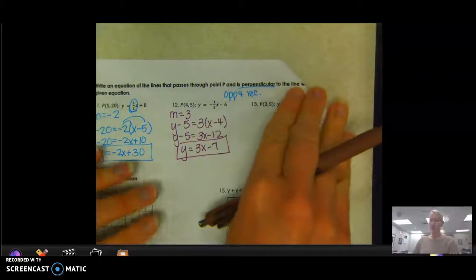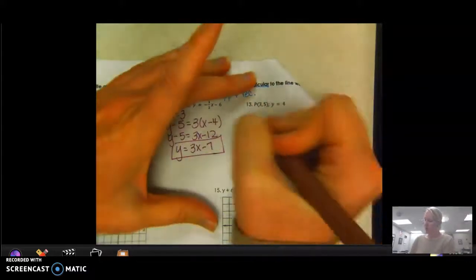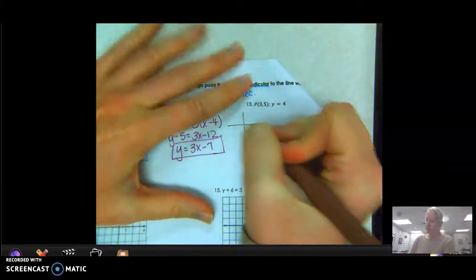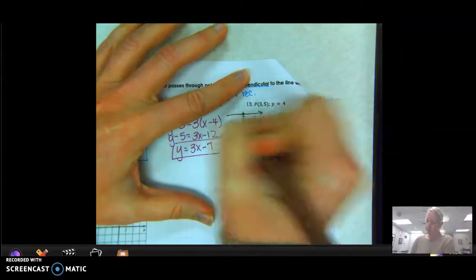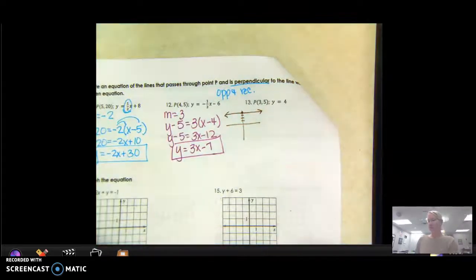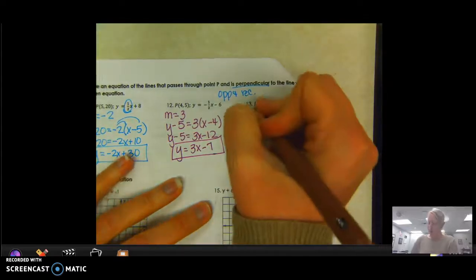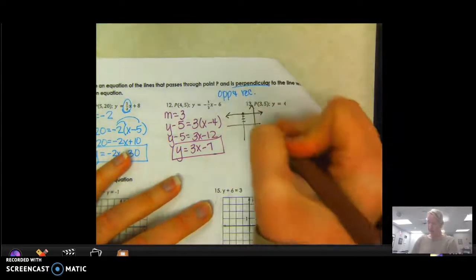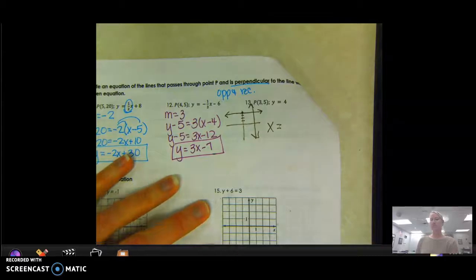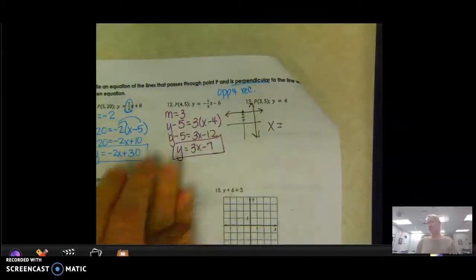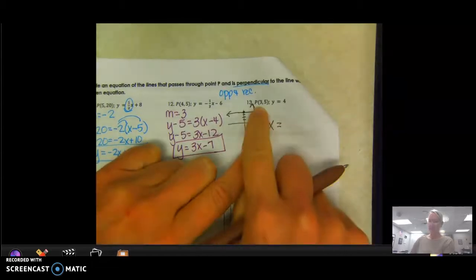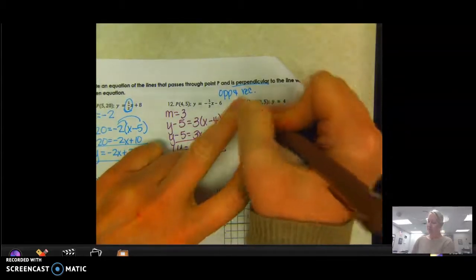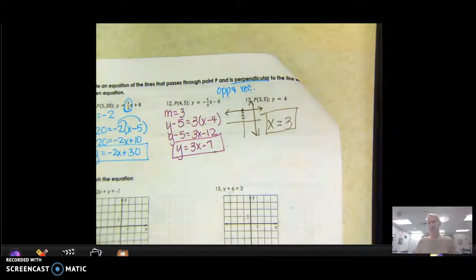Next one. Ooh, okay, so this one's tricky. y equals 4 means that, 1, 2, 3, 4, it is a horizontal line here at 4. Perpendicular to that would be a vertical line, which is just x equals. So it's an x equals line. So we're going to take away all this stuff over here we did, because this is just something completely different. What you're looking for to create this equation is what x actually equals at this point. And x actually equals 3 at that point, so it's just an x equals 3 equation. And that's all it is.